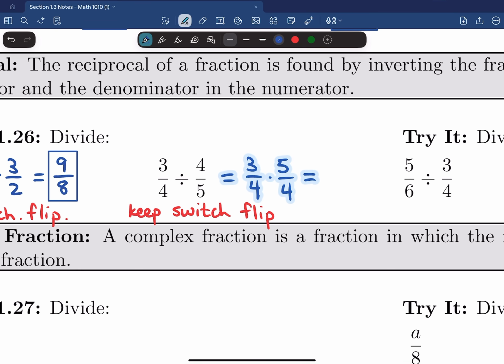So I multiply the numerators together. 3 times 5 is 15. I multiply the denominators together. 4 times 4 is 16. My result is 15/16.